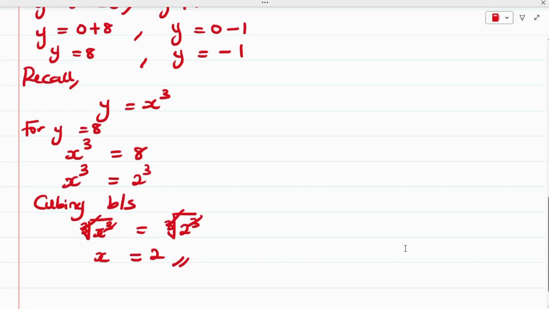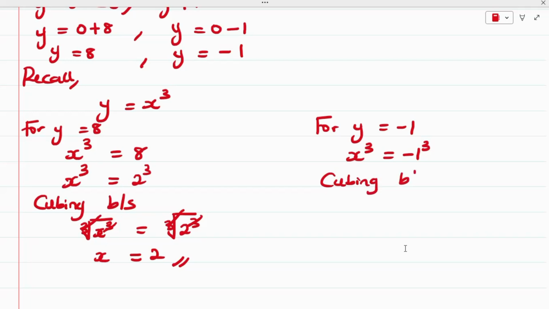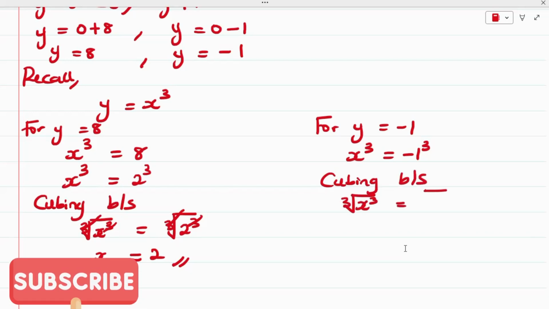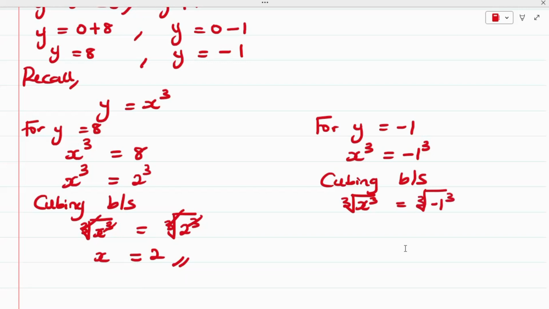So substituting for y equals minus 1, we have x raised to the power of 3 is equal to minus 1. All we have to do is to take the cube root of both sides. So we have the cube root of x raised to the power of 3 is equal to the cube root of minus 1 raised to the power of 3. We cancel out the cube and the root, and we have x is equal to minus 1. So therefore we have the value of x to be equal to 2 and negative 1.